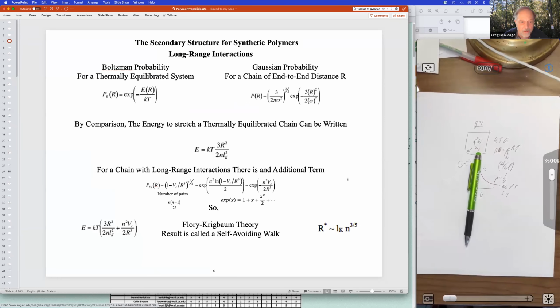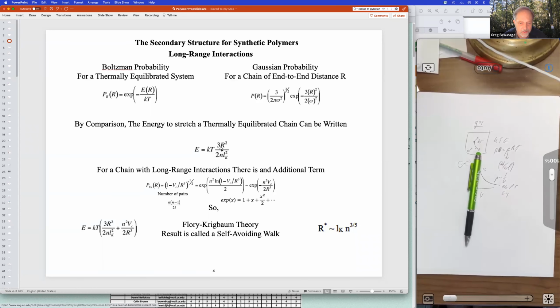Okay, so in polymers, you can write the energy by comparison of the Boltzmann to the Gaussian distribution of the end-to-end distances. You say it's thermally caused, so you can write an equation for the energy of the chain like this, making the arguments of the exponentials equal. And that would be an ideal chain.